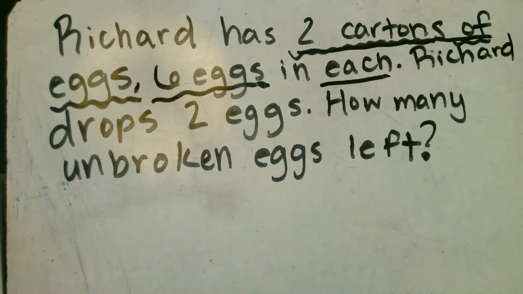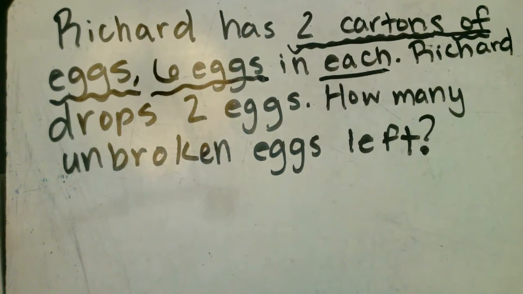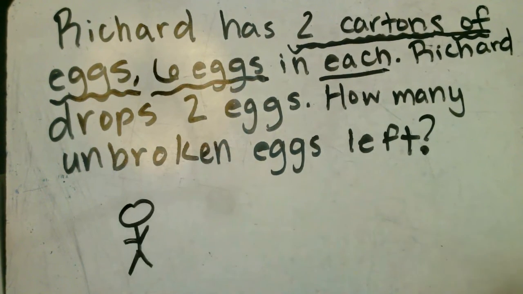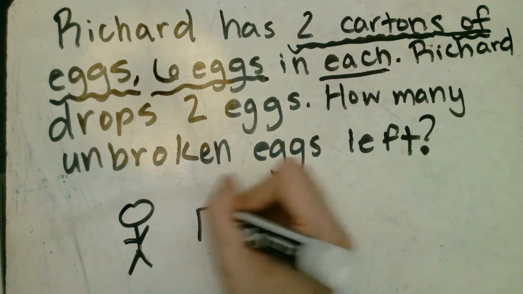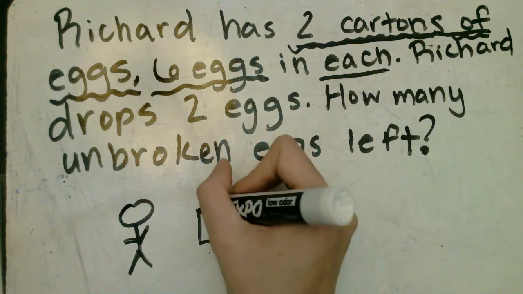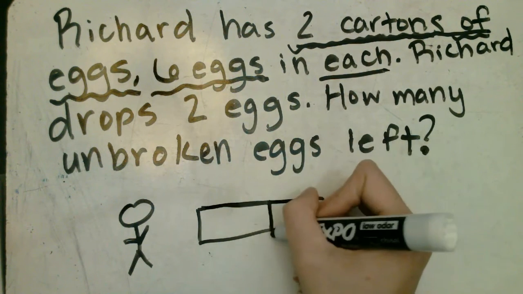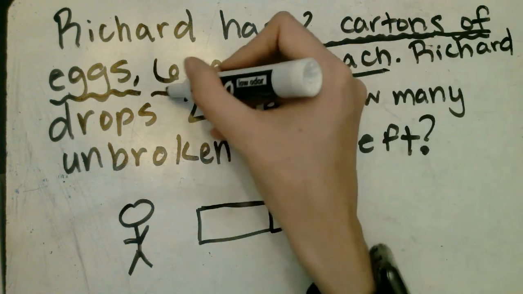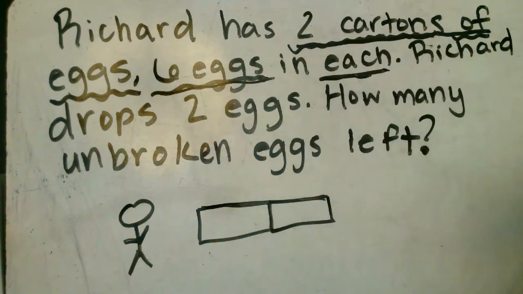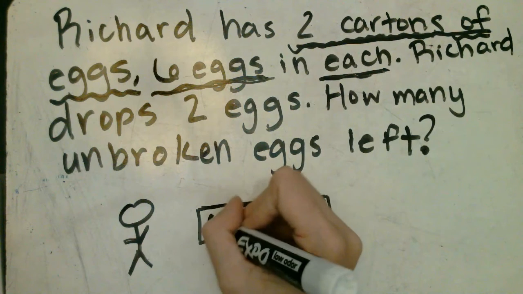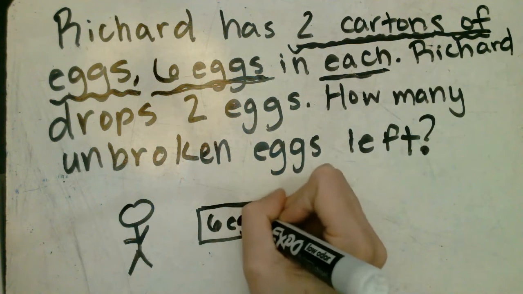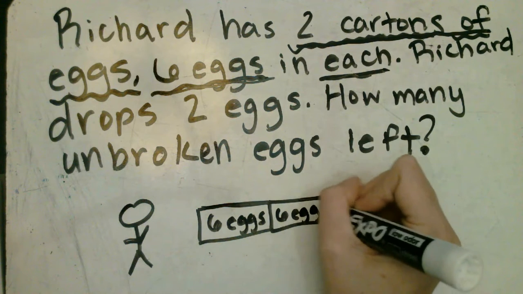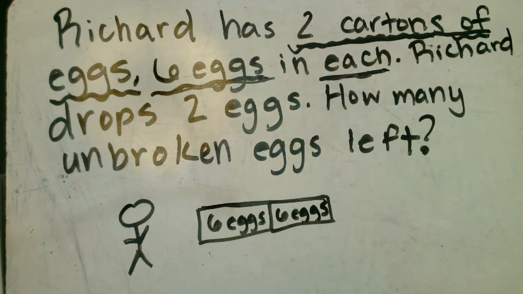As we're reading along in this problem, let's draw a picture. So we have our man, Richard, over here. And he has 2 cartons of eggs. I'm going to just draw our cartons of eggs as our boxes, our tiles. In each of those, there are 6 eggs. So there's 6 eggs in this side, and there's 6 eggs in this side.